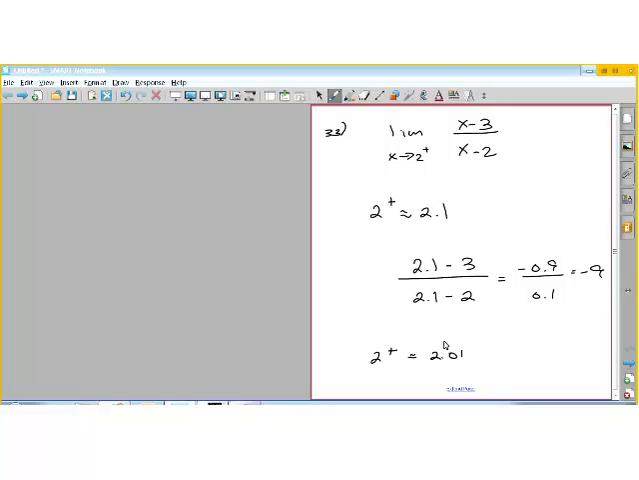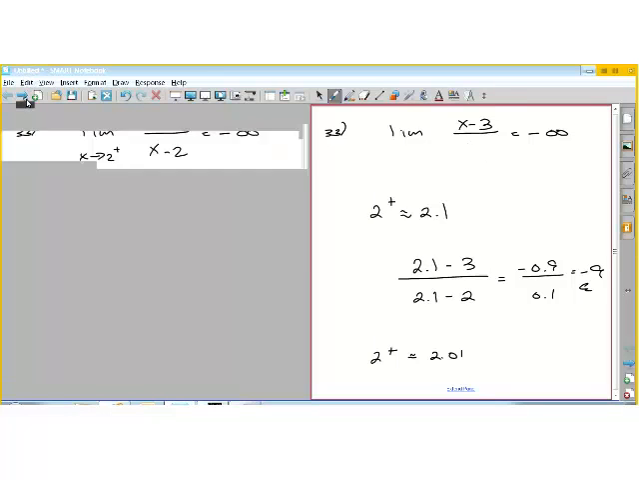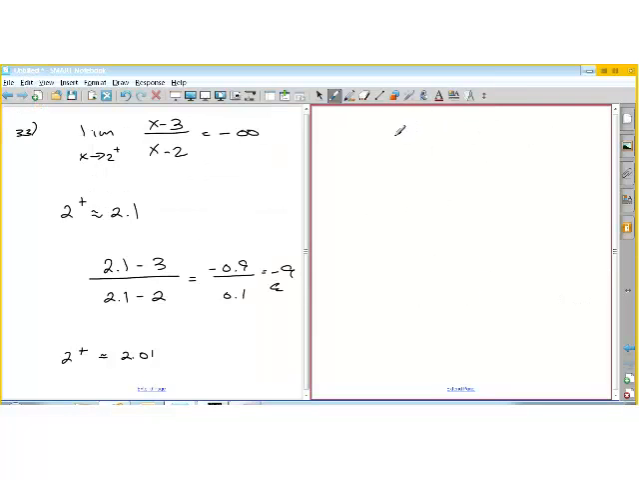It just keeps getting bigger as you approach 2, and then it goes to infinity when x equals 2. Okay, so because this is negative, then we'd say the limit is equal to negative infinity. So that's one way of doing it. You don't actually have to plug numbers in there. You just have to look at what happens.